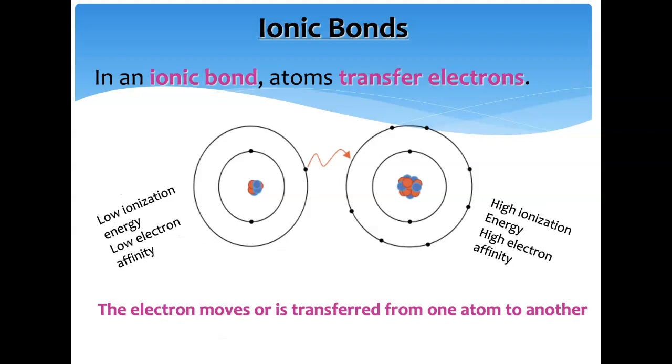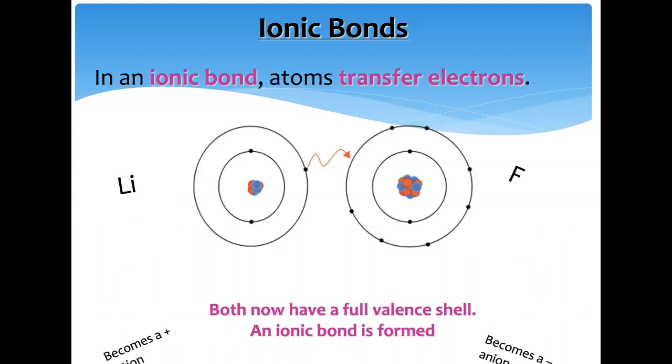Now, this is going to happen because lithium, of course, being a metal, a group 1 metal, has a low ionization energy. It also has a low electron affinity. It is not trying to attract any electrons. Metals only want to do one thing, and that is get rid of their electrons. Whereas fluorine has a high ionization energy and a high electron affinity. It's very difficult to remove an electron from fluorine, but it's also very good at attracting them.